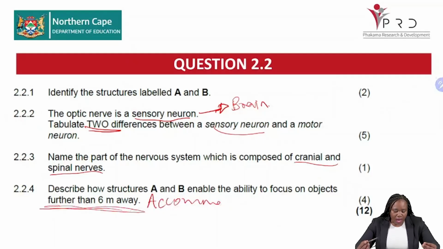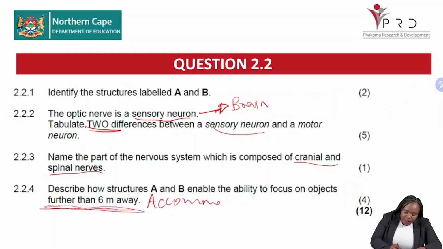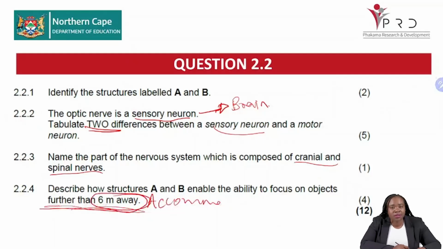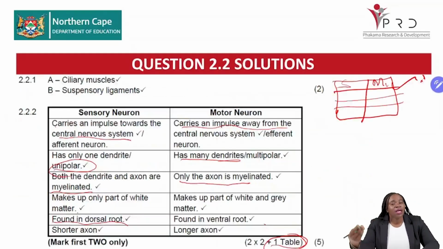So here we are expected to describe accommodation at a distance 6 meters away. Now you should also understand, if it is 6 meters away, is this near vision?